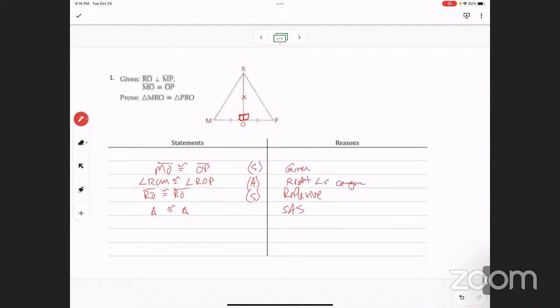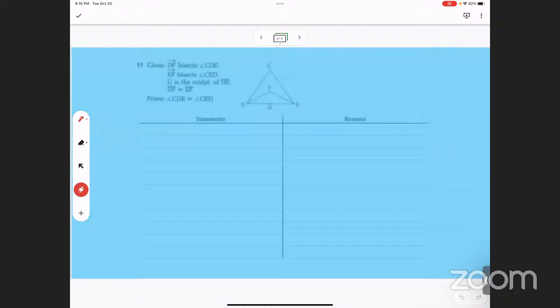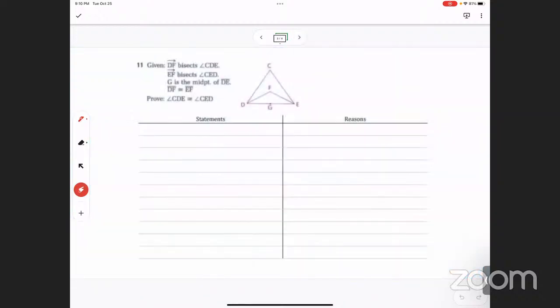Right? Once you establish that those are both right. But do you see how you set it up, side, angle, side, and then you can just pop that right in there? Some teachers teach it that way and some teachers don't, but I like that method of doing it.